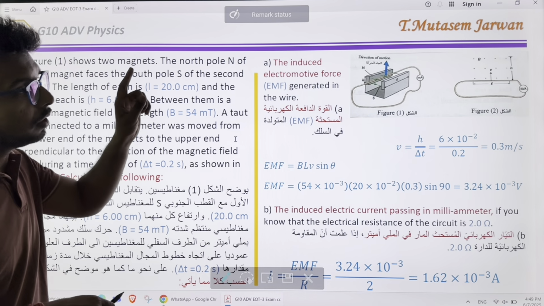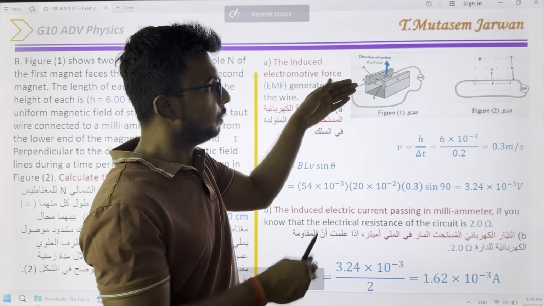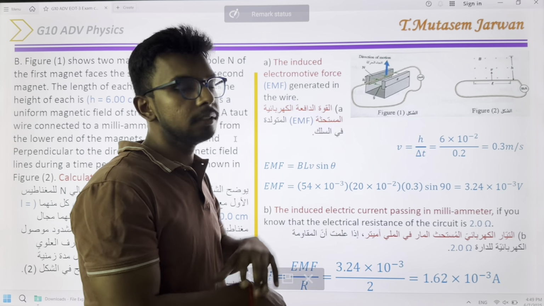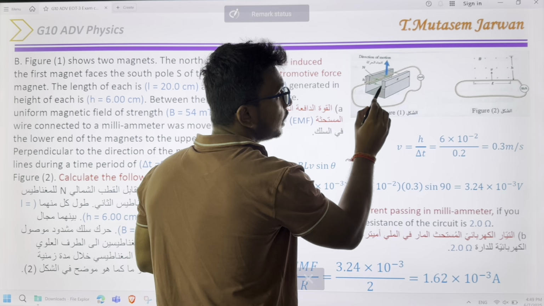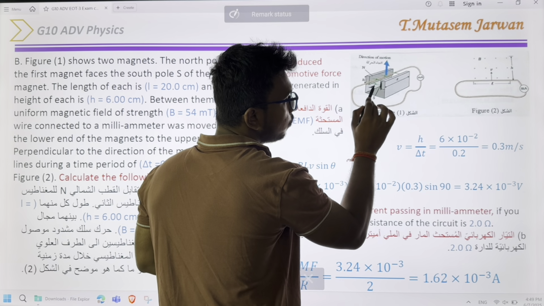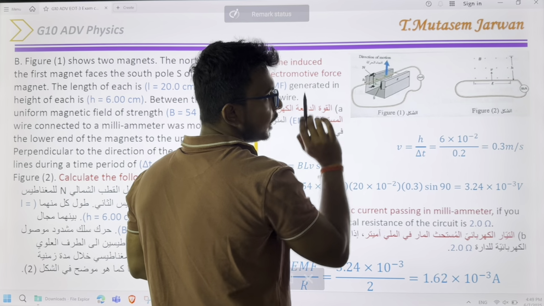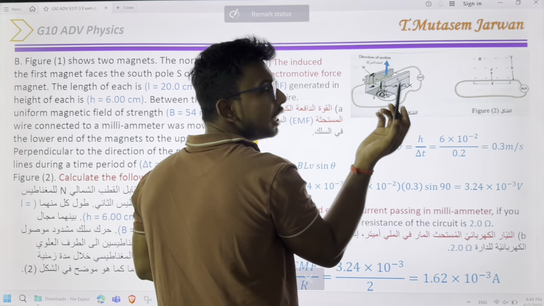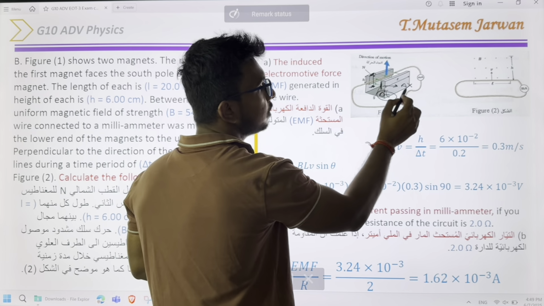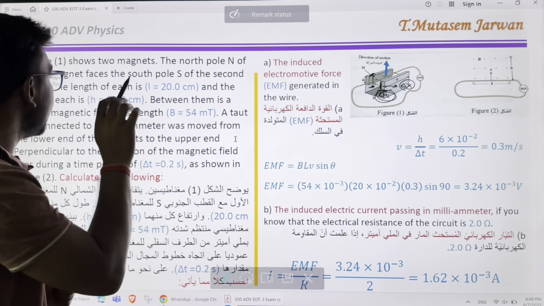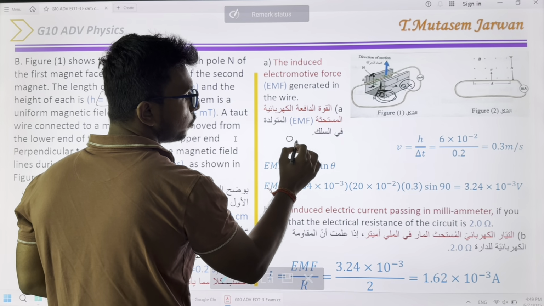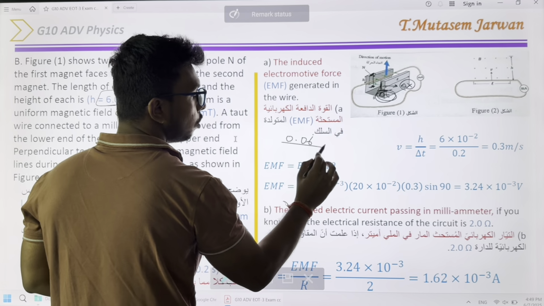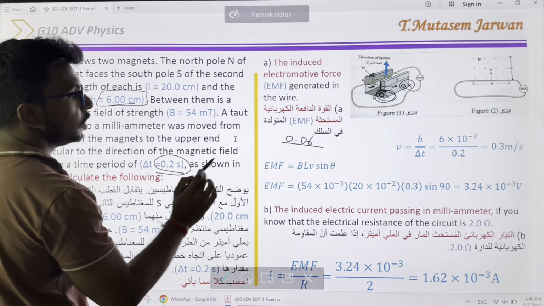what is happening. Here, we are moving a wire up and down between the two magnets, but they have not given us the speed. But they have given us that this is the height and the wire is going from down to up in a certain time. So I know the distance, I know the time, can't I find the speed? What will be the speed? Distance over time. What is the distance? The height is 6 centimeter. So 6 centimeter, that means 0.06. I have to change it to meter. Over the time it takes, 0.2 seconds. This is the velocity of the wire.